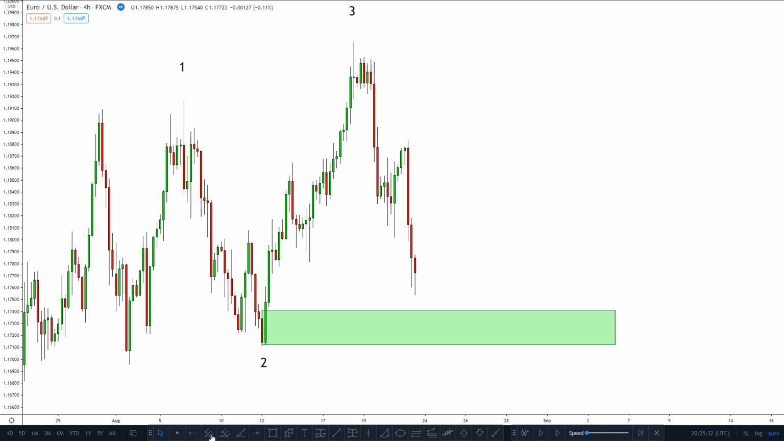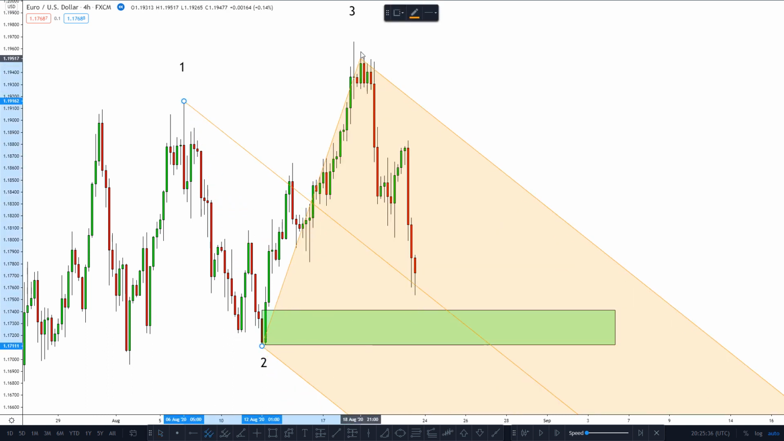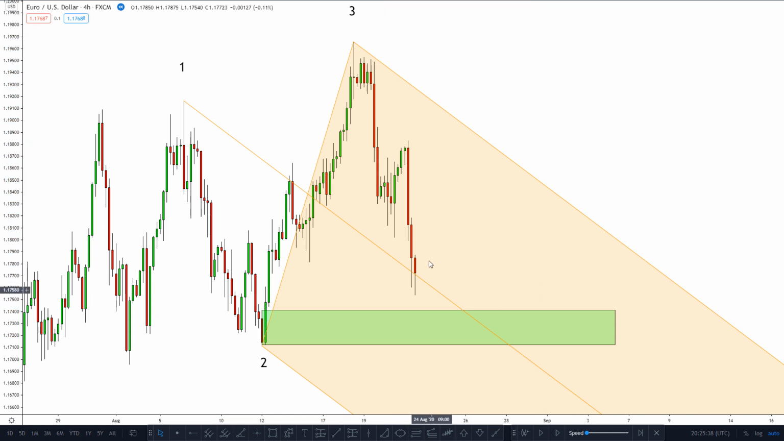If we ground a standard Andrews pitchfork on numbers 1, 2, and 3, we'll see that price is currently hitting the center line of the pitchfork, which would be a point of equilibrium. However, price hasn't been able to retrace back to the textbook demand zone. It's sometimes dangerous to trust the center line of the pitchfork by itself, especially when it's not correlating with the supply and demand zone. This is where the trader must make the decision of watching price action more closely.